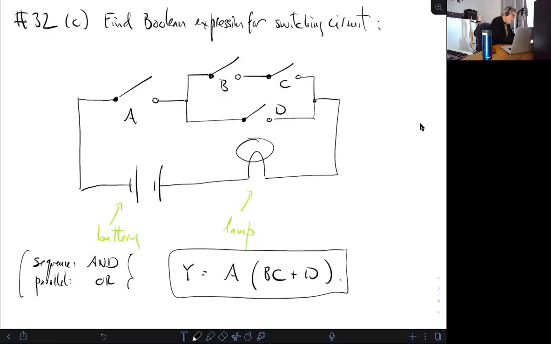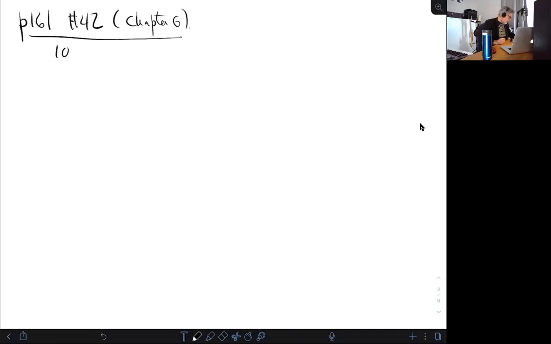Okay, number 42. That's the only one that I find as required. This is on page 161. So page 161, number 42. This is in chapter 6. Okay. So we have the following question. A survey of 100 students produced the following statistics. Okay, so we have 100 students.